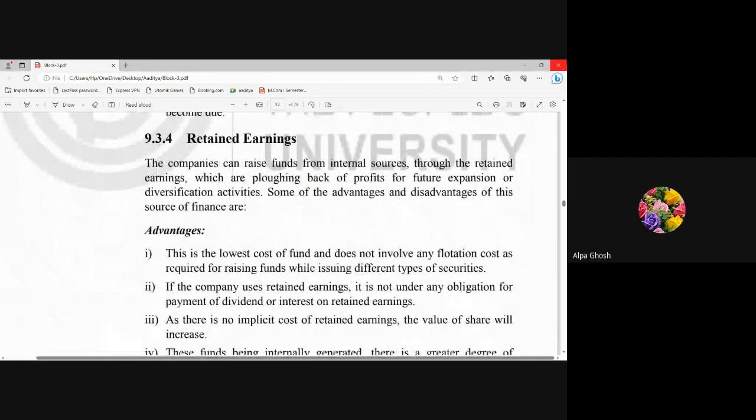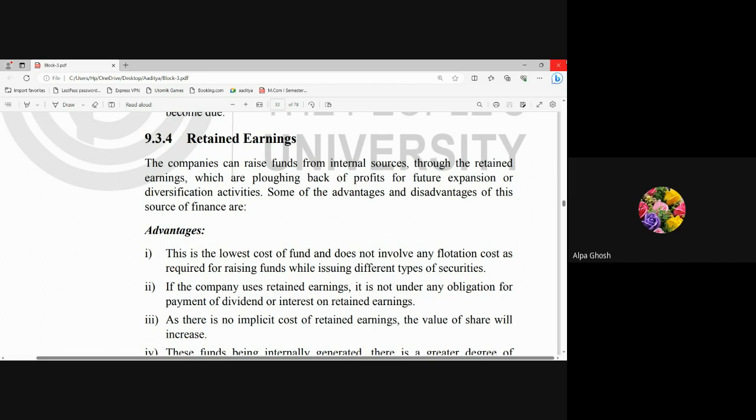Retained earnings are an internal source of finance. When there is profit, we distribute it to the shareholders. The part of profit which is paid to the equity shareholders as dividend is known as distributable profit.